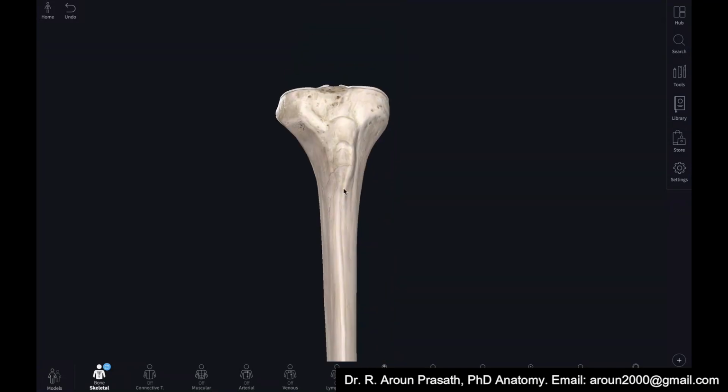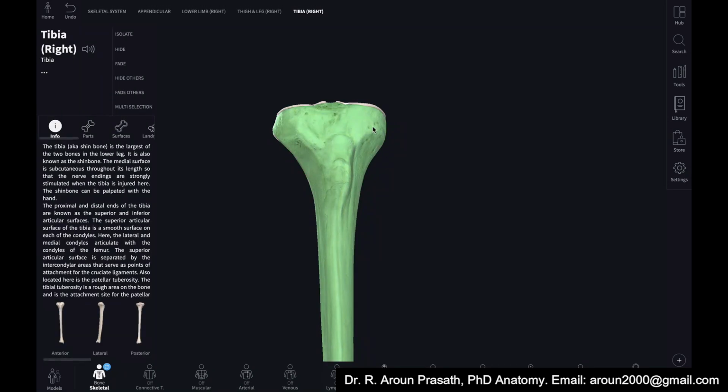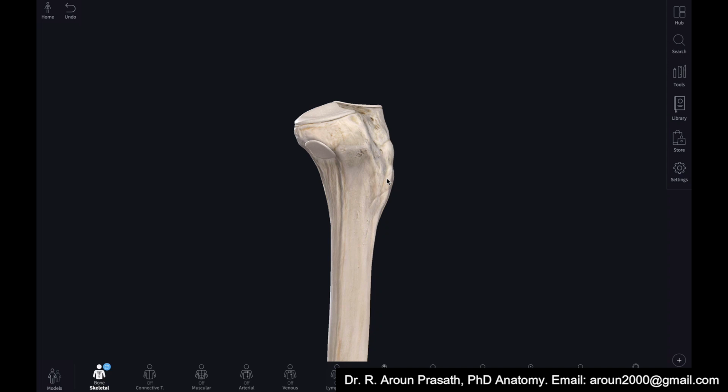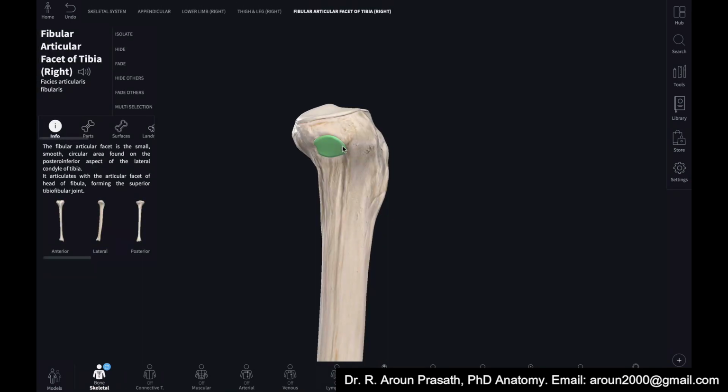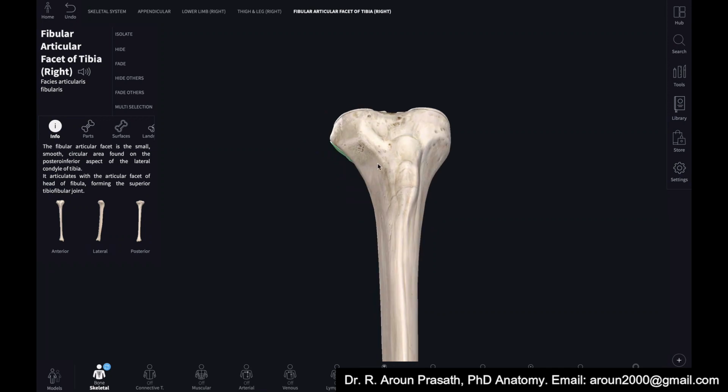Okay, if you see, this part is the medial condyle of the tibia, and this part is the lateral condyle. You see this prominence is called the tibial tubercle, to which the quadriceps muscle tendon comes and inserts. If you see here, in the lateral aspect there is a fibular articulating facet. The fibula bone articulates in this area.